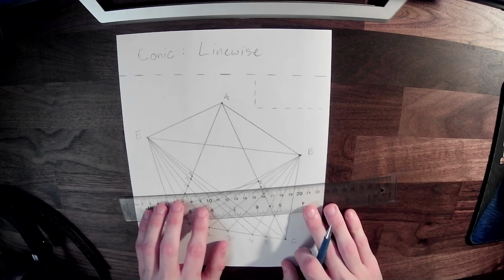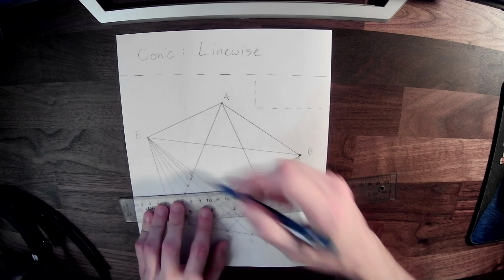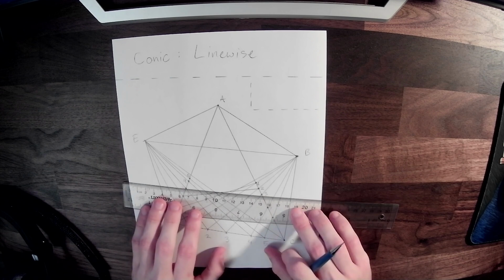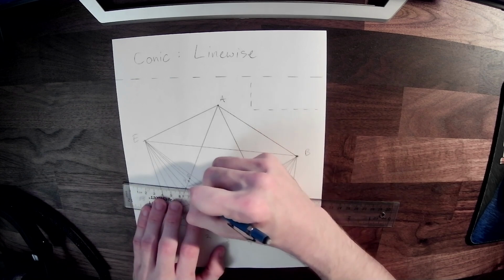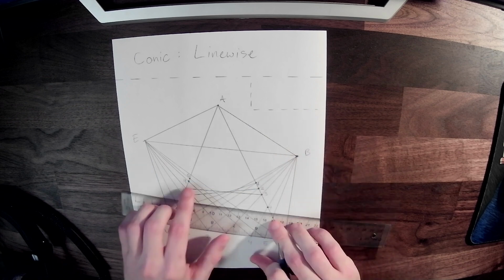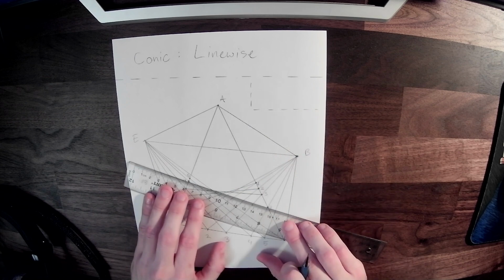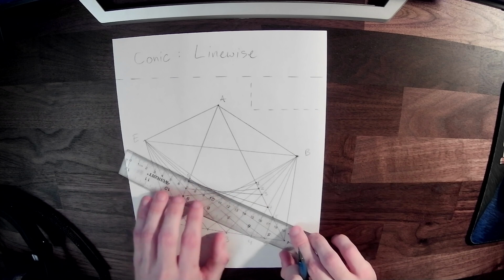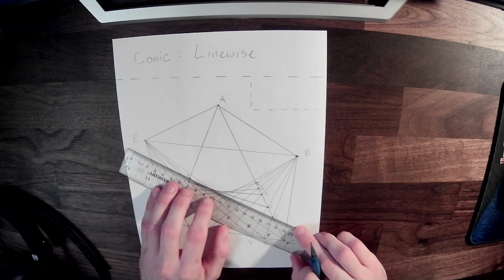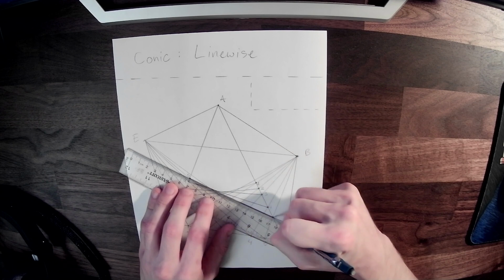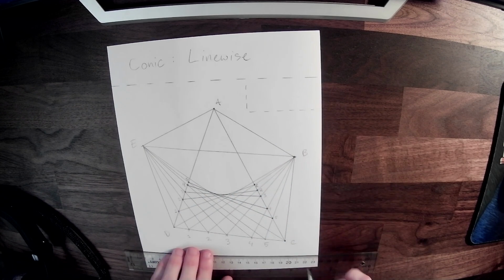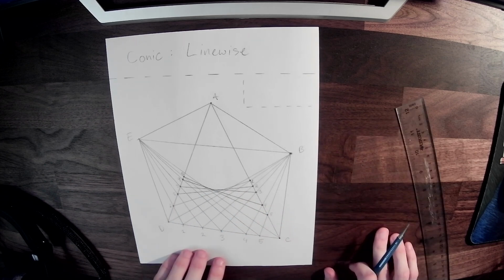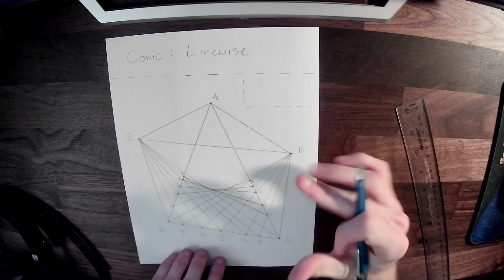So point 2 is going to connect to point 2. Point 3 is going to connect to point 3. Point 4 to point 4. And 5 to 5 to finish this section out. Okay. And you can see we are starting to get a little piece of the curve in there. Okay. So that is one quintant done, one section done.